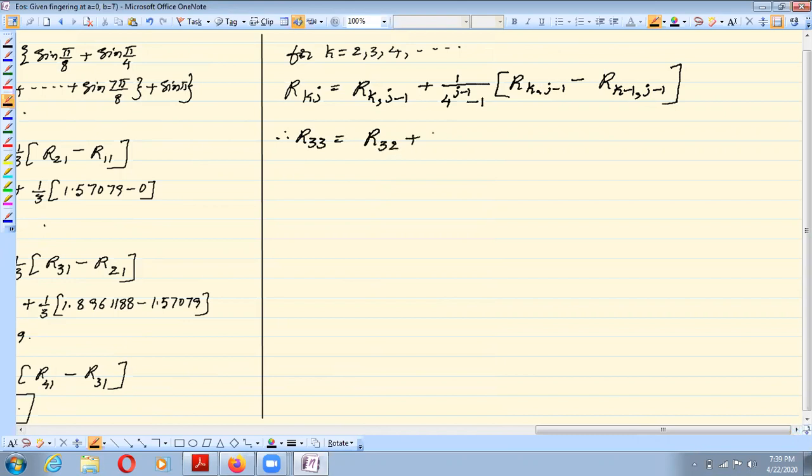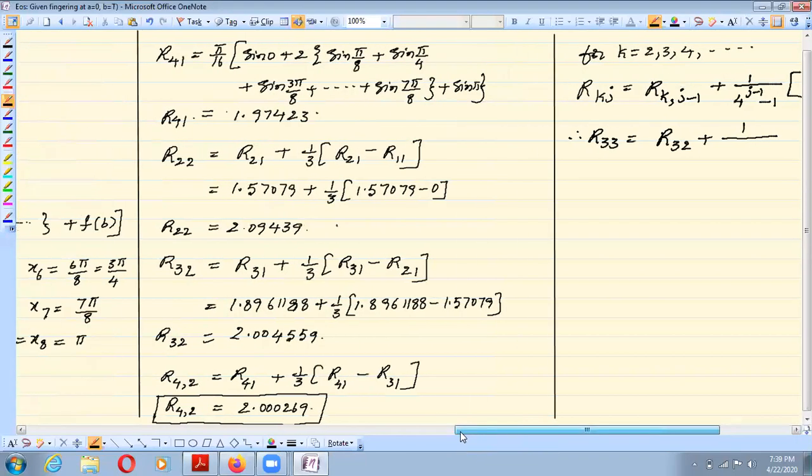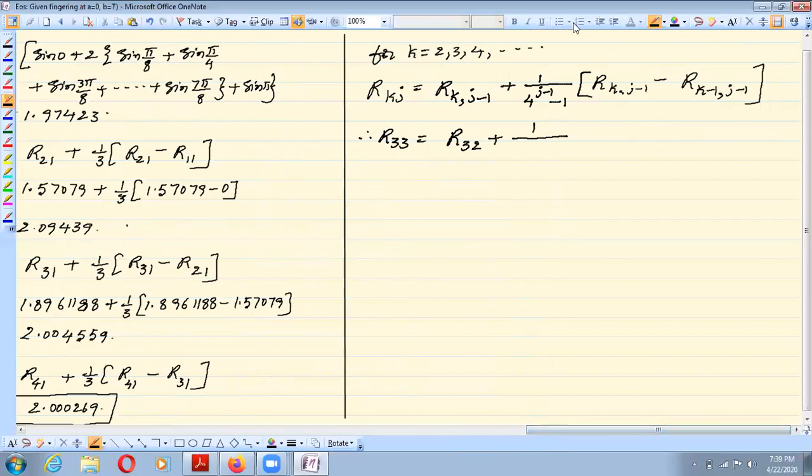R33 is equal to R32 plus 1 by 4 power j minus 1. J means 3. That is 2 square minus 1. Sorry, 1 over 4th power j minus 1 means 3 minus 1, 2, minus 1, into R32 minus R22.